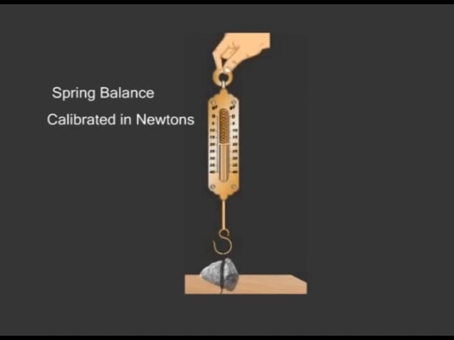A spring balance measures forces and should therefore be calibrated in newtons. However, there are some spring balances that are calibrated in kilograms. In such cases, one is advised to convert the kilograms into newtons. A kilogram mass has a weight of about 10 newtons.